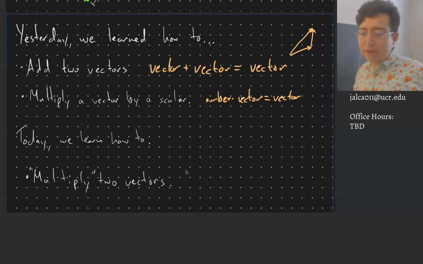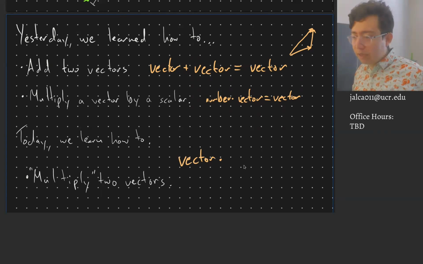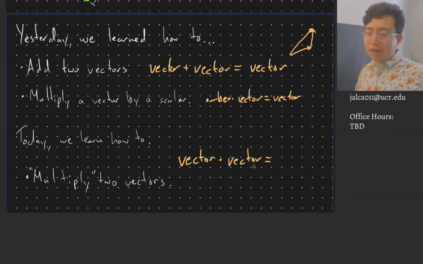Now today we're going to learn how to basically multiply two vectors. I put multiply in quotes because it's not exactly like the multiplication we know, because when we added two vectors, we added a vector and we got a vector. But today we're going to learn how to multiply two vectors, vector dot vector. And we're not going to get a vector out. We're going to get a number.